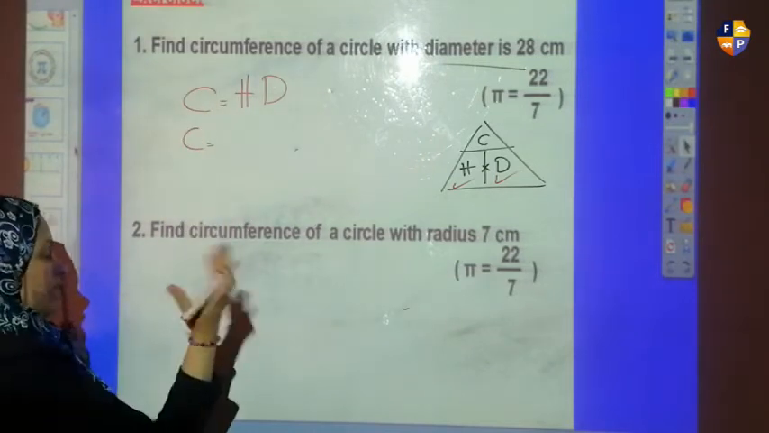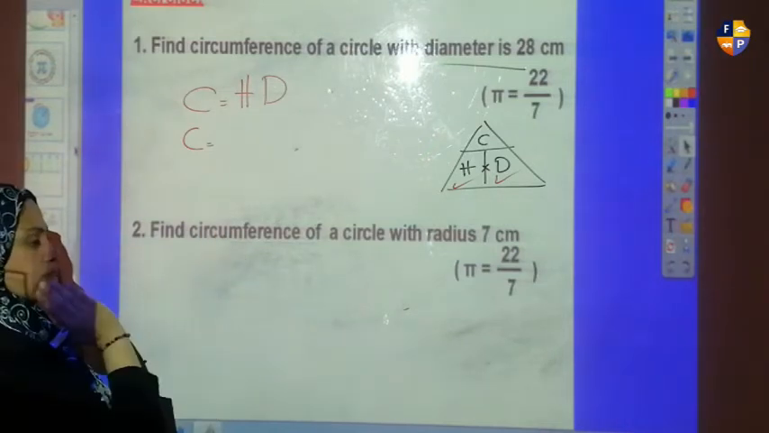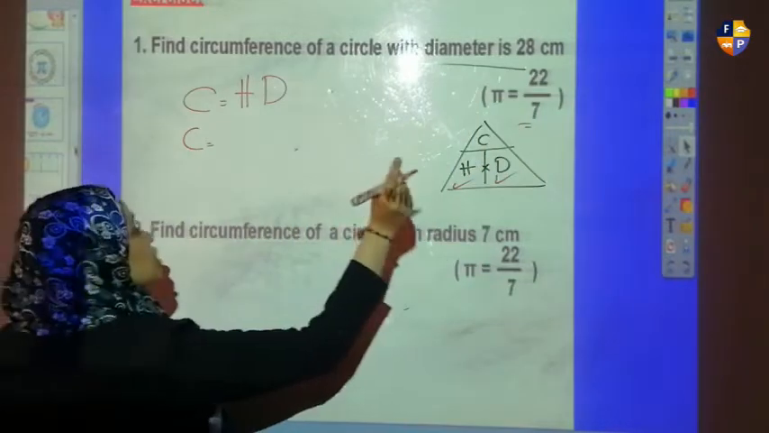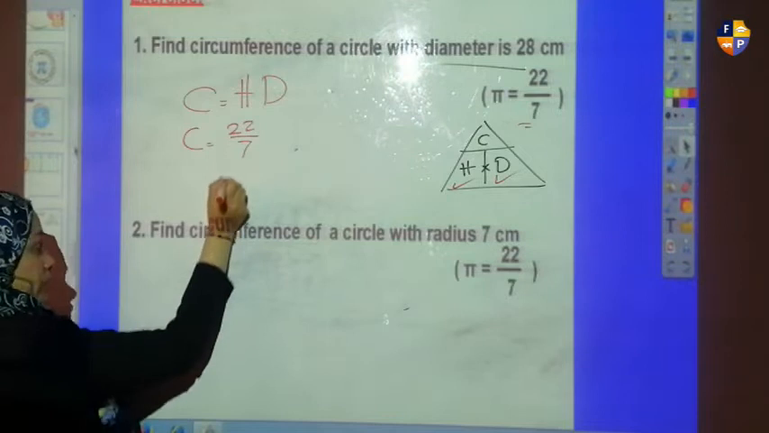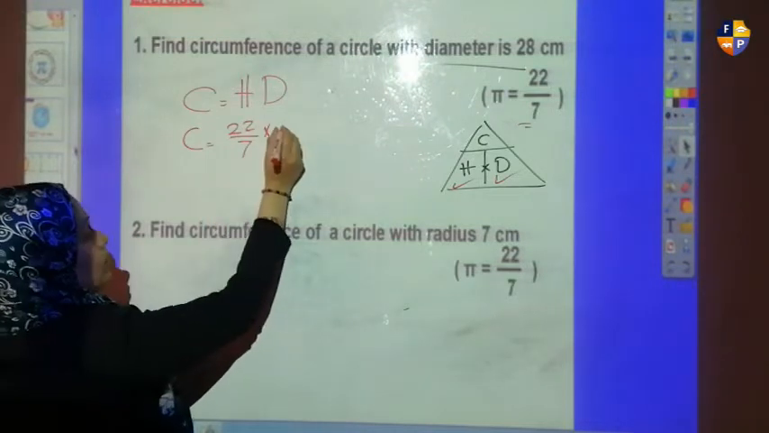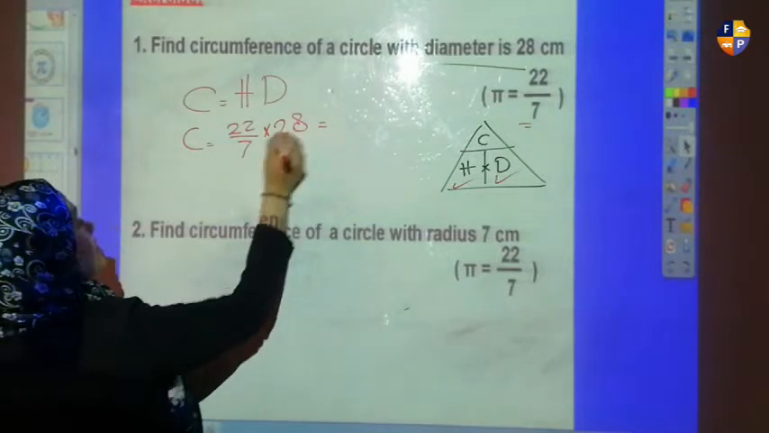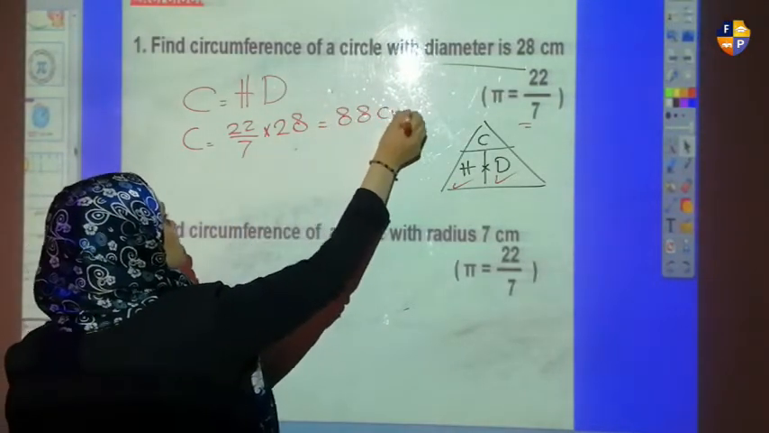Pi, we said before that it has two values, 22 over 7 or 3.14. So he gave me that pi here is 22 over 7, so I should use the value which he gave me. So 22 over 7 multiplied by the diameter, which here is 28. So the answer will be 88 centimeters.